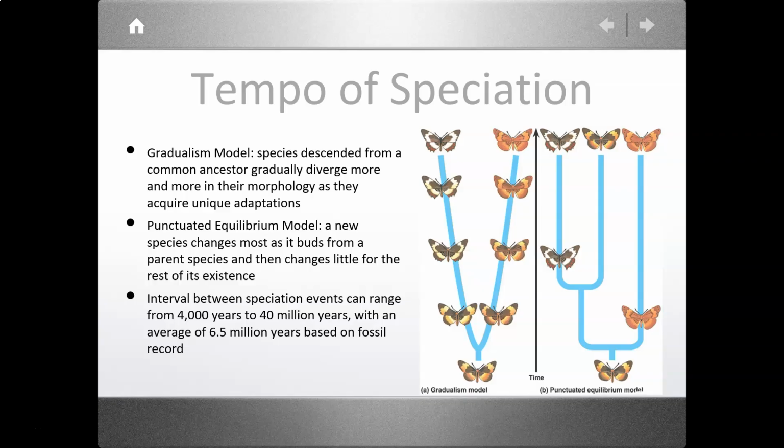Really, the interval between speciation events can range anywhere from 4,000 to 40 million years if we look at just basic evidence from the fossil record, and we actually see an average of about 6.5 million years. But look at the range that you're getting there. So does that average really mean much?